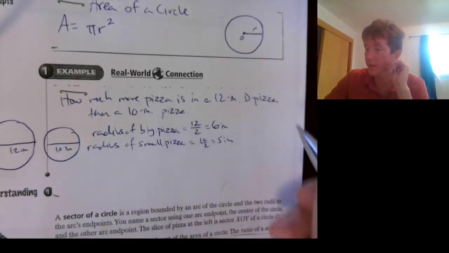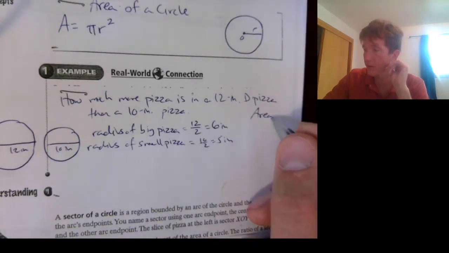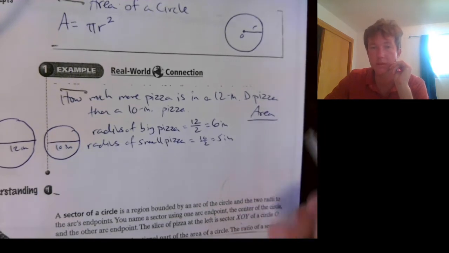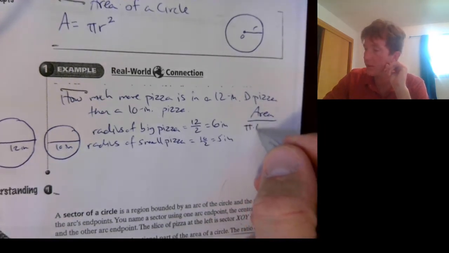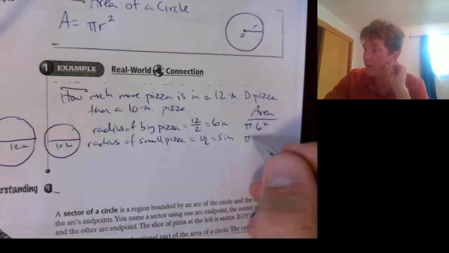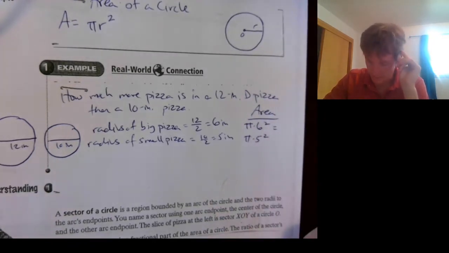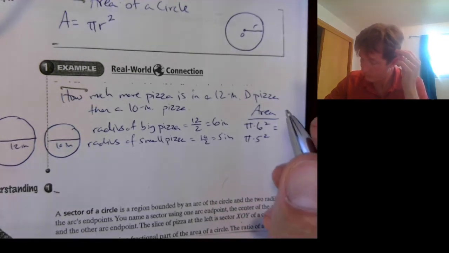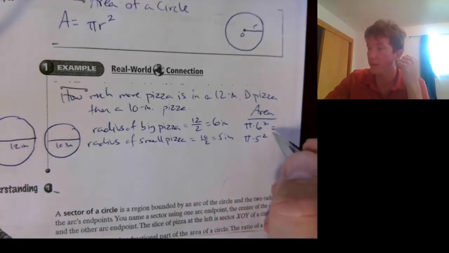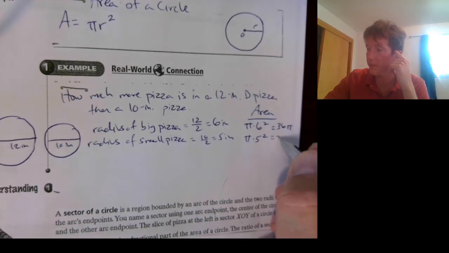So let's figure out the area of each. We'll figure out the area of the big one and the area of the small one. So this is going to be pi times 6 squared. This will be pi times 5 squared. Does it want us to approximate? We'll approximate at the end. So 6 squared is 36, so this is 36 pi. This is 25 pi.